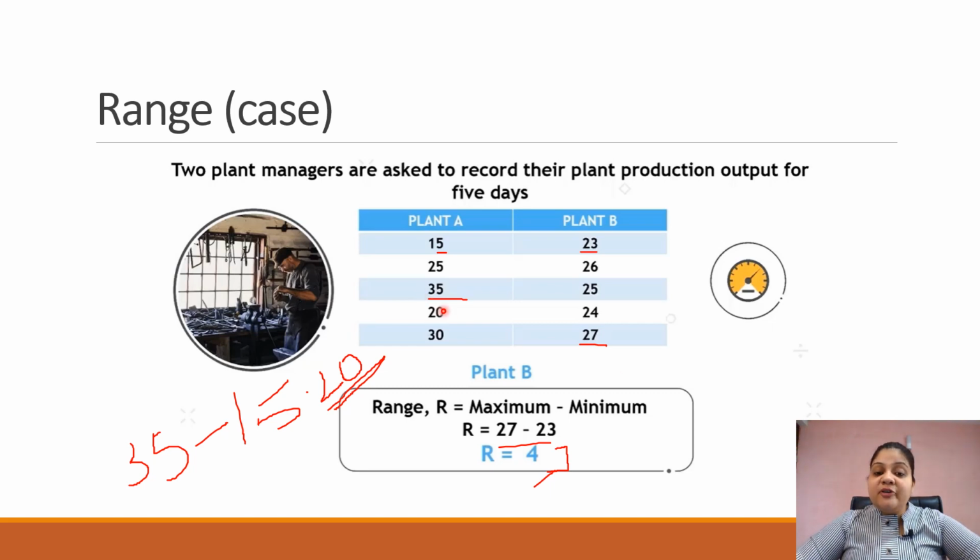So will the company prefer plant A or plant B? It will automatically prefer plant B because plant B was giving us consistent production with less variation, whereas plant A was giving sometimes higher units of production, sometimes low units of production. So it is difficult to strategize with that. Therefore, this helps us in strategizing the company production plan. So range is very useful in identifying the variation in the units.